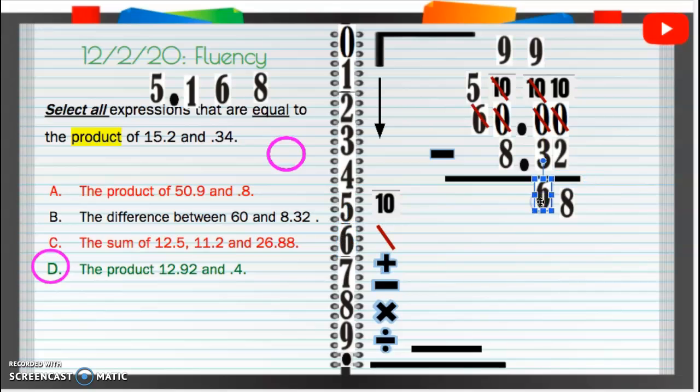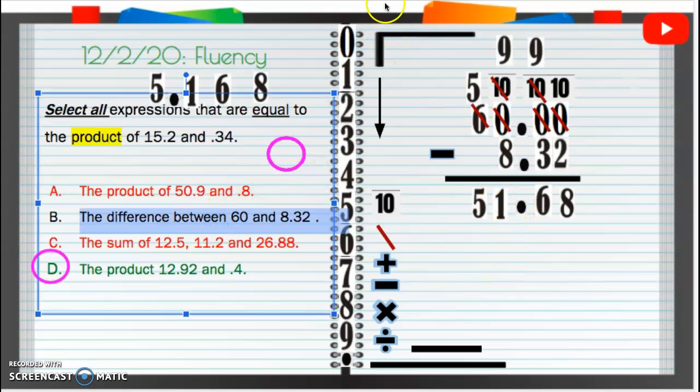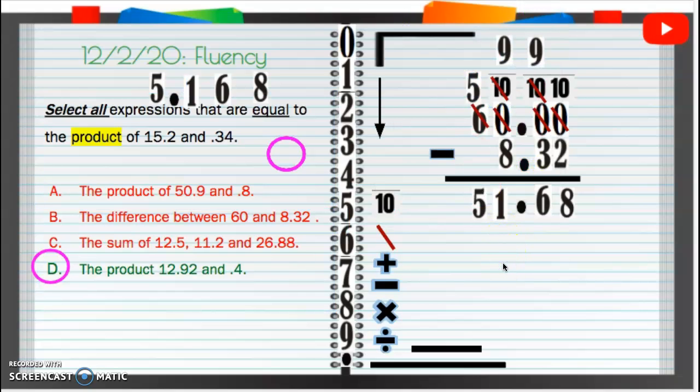What do I do with that decimal? Drop it like it's hot. And then 9 minus 8 is 1. And 5 minus 0 is 5. All right, so 51 and 6800ths. The decimal's in the wrong spot. So in this case, our only answer is, drumroll please, D. And that is it for fluency. Great job.